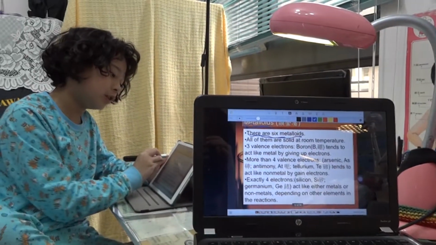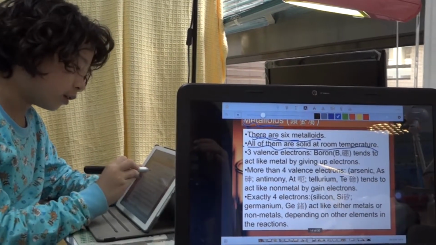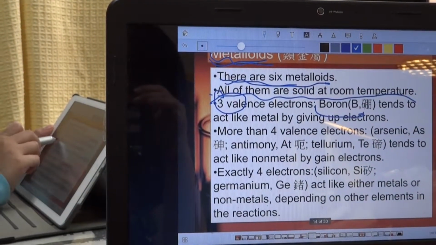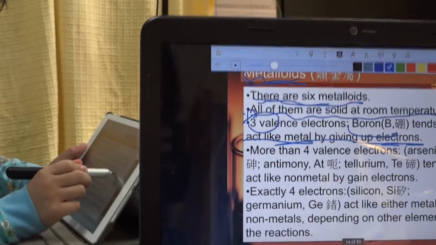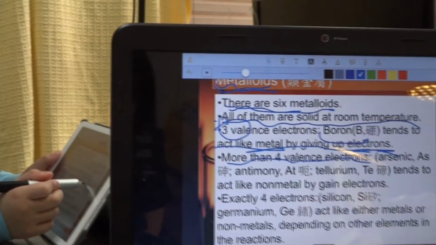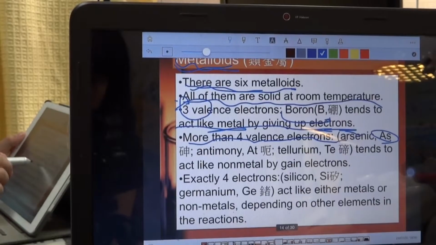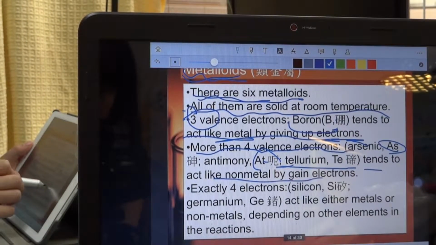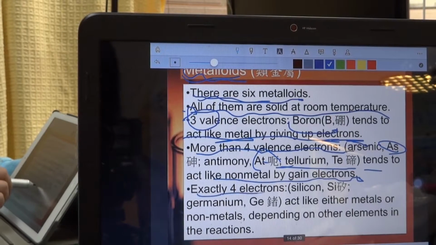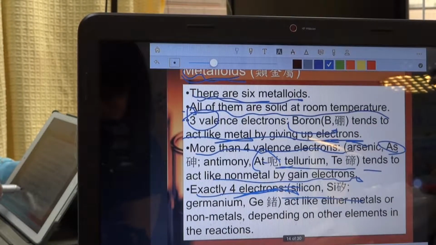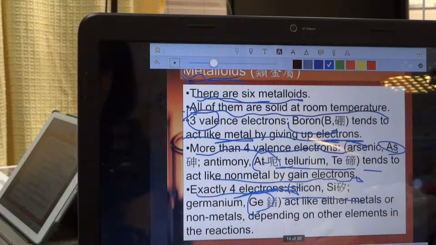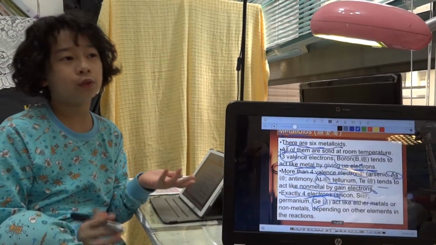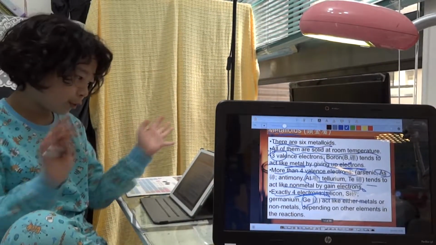What is the 6th metalloid? All of them are solid at room temperature. The first one has 3 valence electrons, boron, and tends to act like a metal by giving off electrons. More than 4 valence electrons, like As or Te, tellurium, tend to act like nonmetals by gaining electrons. Exactly 4 electrons, like silicon and Ge, are neither metals nor nonmetals, so you can think of it as a metal or a nonmetal. It's just in between.